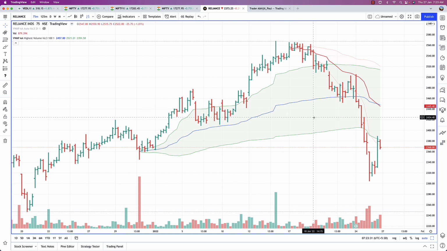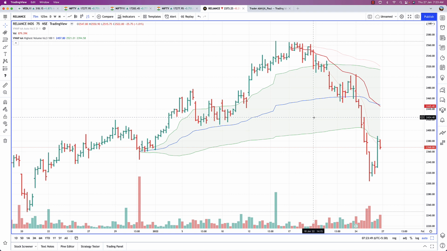I hope I've managed to take your time and make this difference clear from my own perception. I hope this was useful. Do let me know your thoughts, and if you use these anchored VWAPs on your TradingView platform and how you use them.